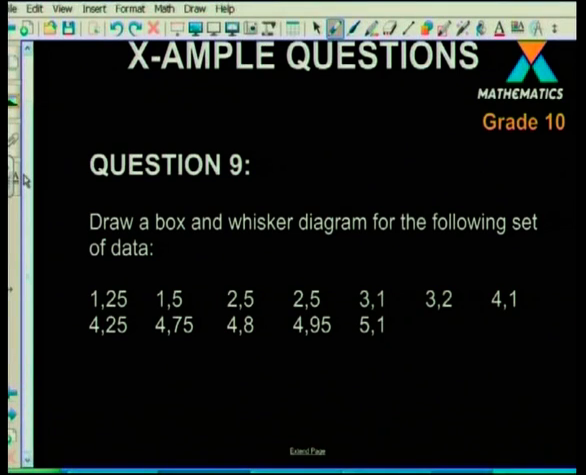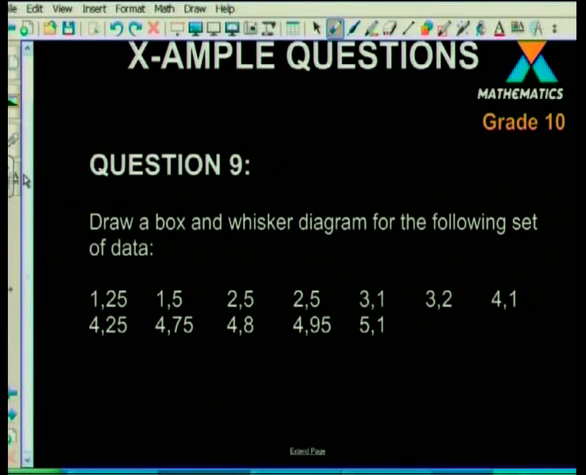Right, so let's get another little bit of practice in the art of drawing a box and whisker diagram, and let's look at our final question. It says, draw a box and whisker diagram, or a box plot, they can also call it, for the following set of data. Right, now let's have a look. Oh goodness, this is wonderful. Our data, can you guys see, has been arranged for us from smallest to biggest. 1,25, 1,5. Yes, it has already been prearranged, which is really nice.